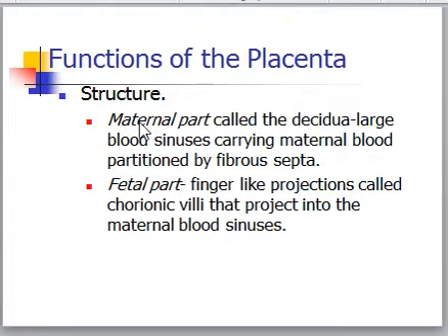The maternal part is called the decidua, with large blood sinuses carrying the maternal blood, partitioned by the fibrous septa. The fetal part is made of finger-like projections called chorionic villi that project into the maternal blood sinuses. So that is the placenta. How does it look? Let me show the diagram to help understand.